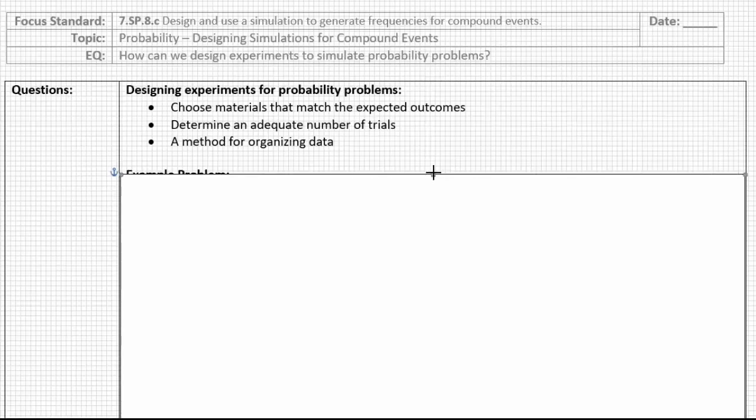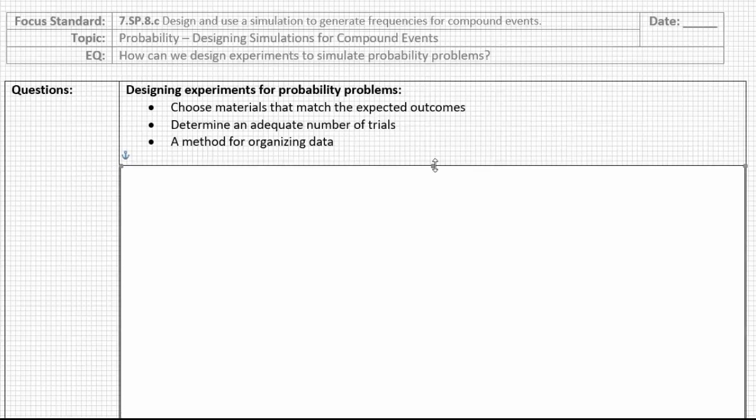There are a few important things to remember for these types of problems. There are some probability problems where we would not be able to actually take the data, but we want to simulate what might happen in a random chance occurrence to generate some data. So when designing experiments for these types of problems, we have to choose materials that match the expected outcome. Then we need to determine an adequate number of trials. And lastly, we need a method for organizing data.